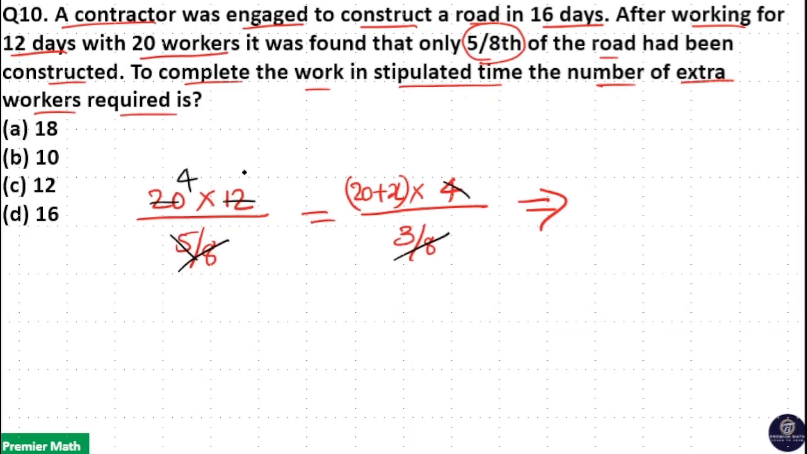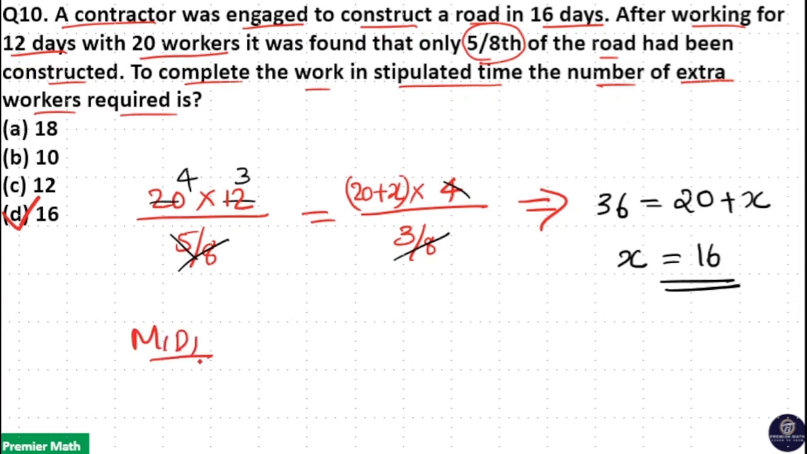4 goes 3 times in 12. Now 3 into 4 into 3 is 3 into 4, 12. 12 into 3, 36. So 36 is equal to 20 plus X. That means the number of extra workers X is equal to 36 minus 20, 16. So option D is your answer. Now here I am using the formula M1 D1 by W1 is equal to M2 D2 divided by W2.